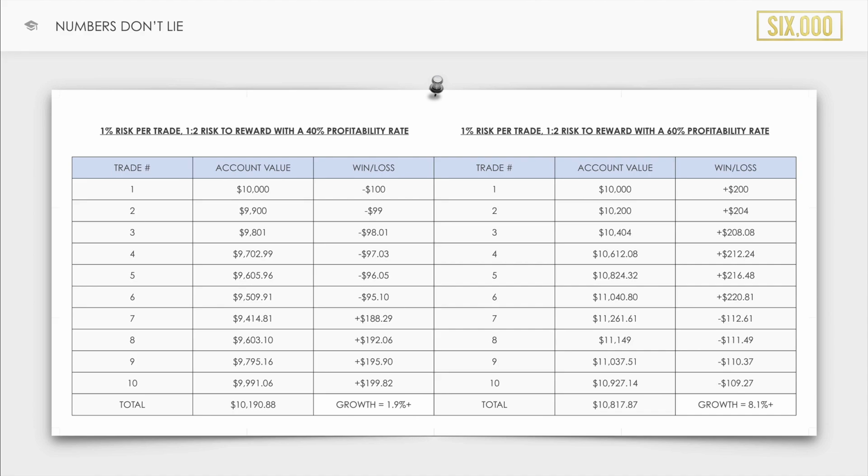I want you to sit down, pen and paper, and calculate this. So you can see your vision actually mapped out. You can see what your potential growth could be month to month.